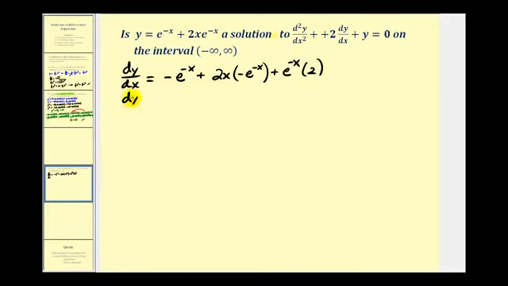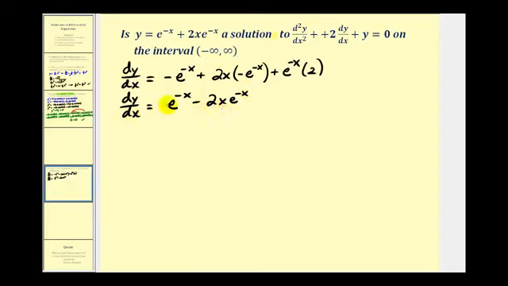So we have dy/dx equals, this is negative e to the negative x, and this is plus 2e to the negative x. So we'll have a positive 1 e to the negative x. This will be minus 2x e to the negative x.